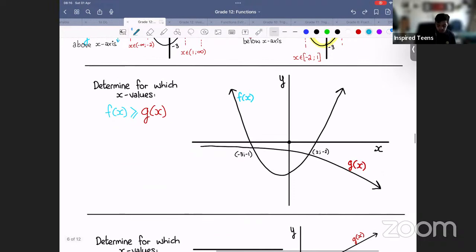Where it says determine for which x values f of x is greater than g of x.